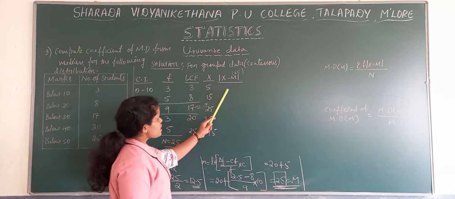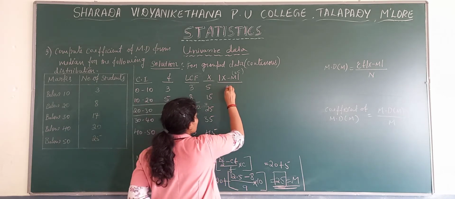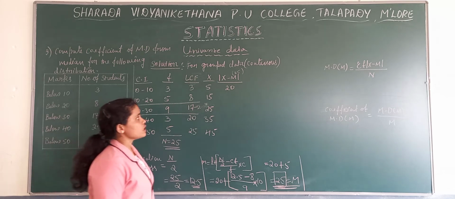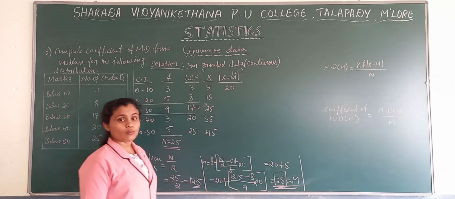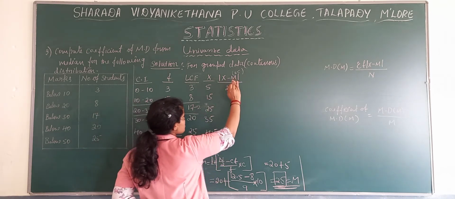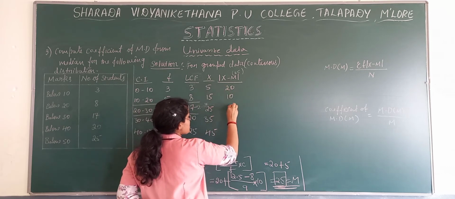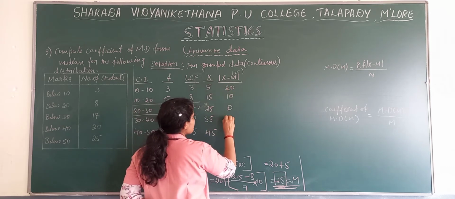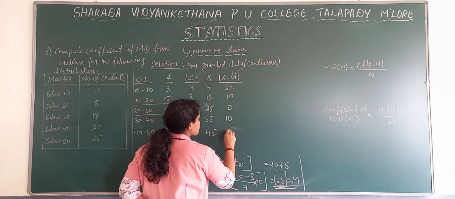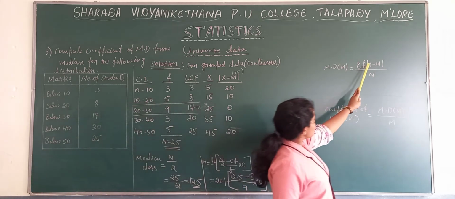Now, modulus x minus m. That is 5 minus 25, 20. Here it is positive because we have taken the modulus; in the formula, we have modulus there. Then next 15 minus 25, 10. 25 minus 25, 0. 35 minus 25, 10. 45 minus 25, that is 20. Now we got this particular column.